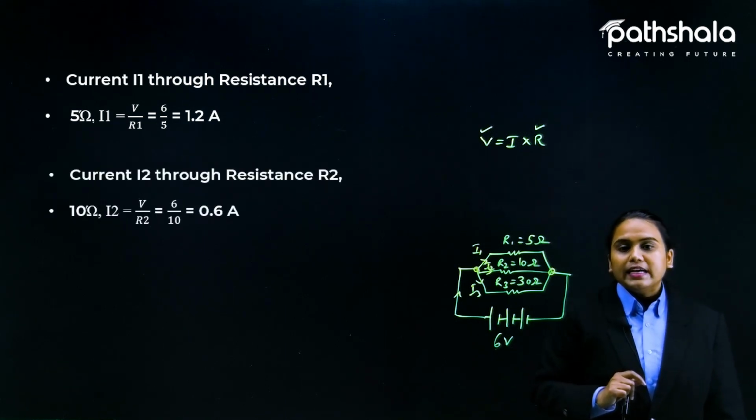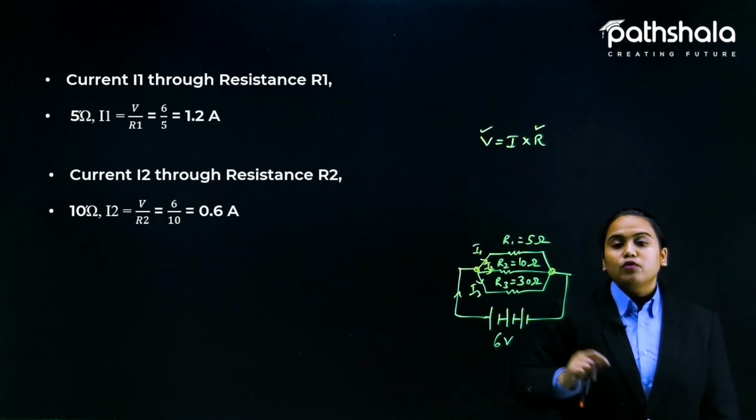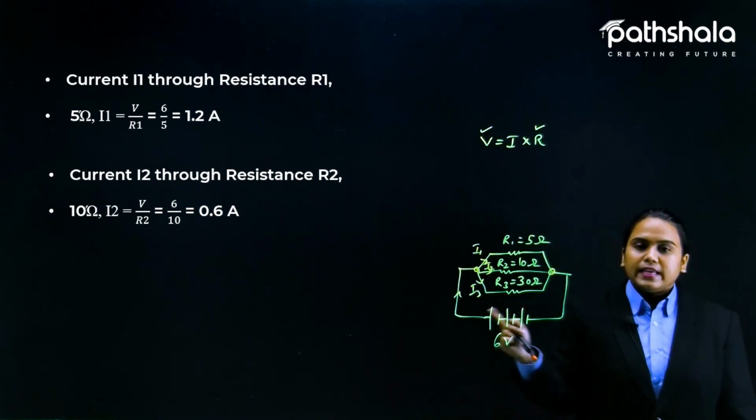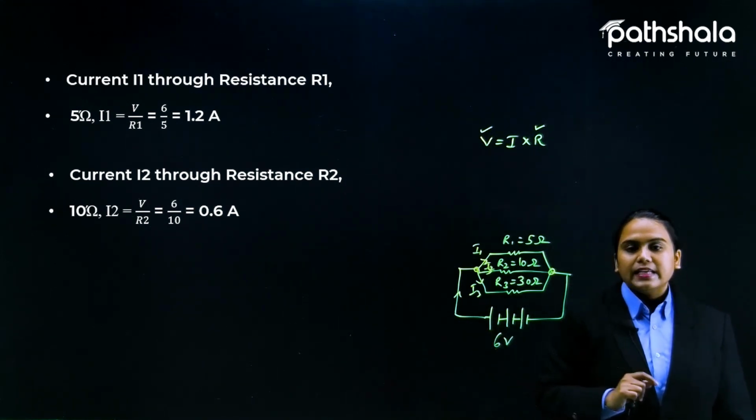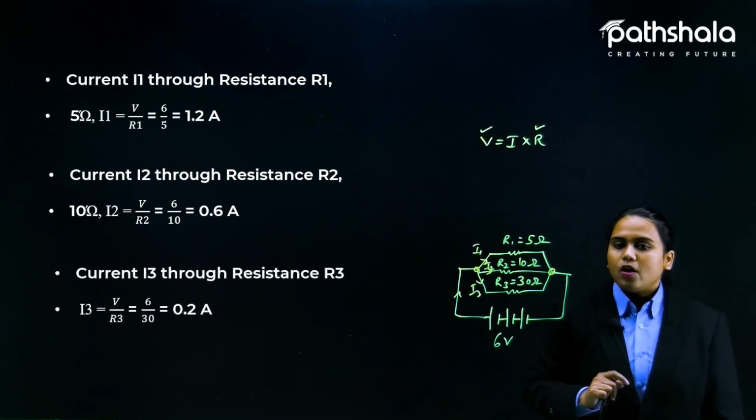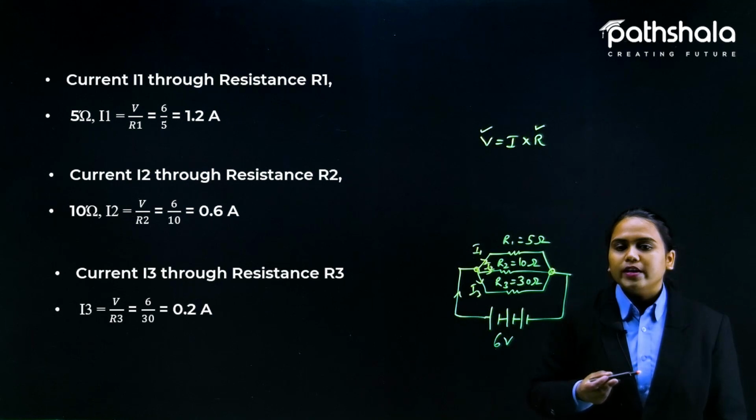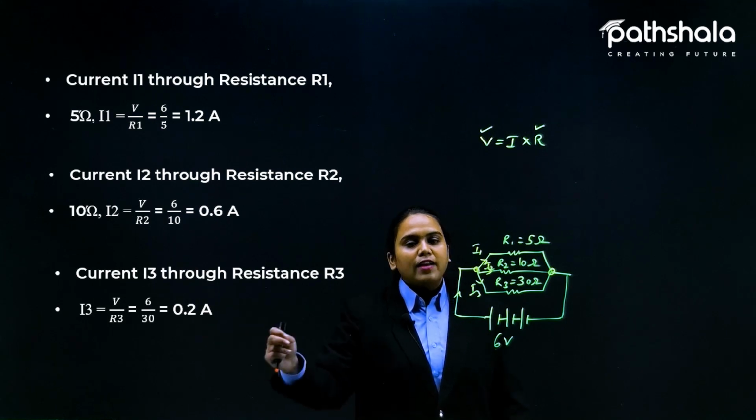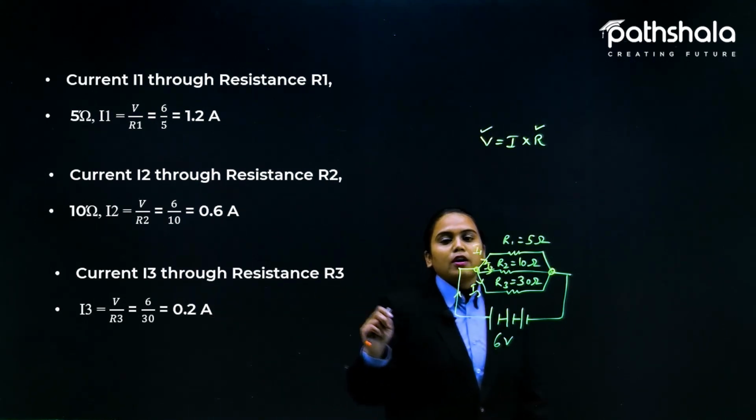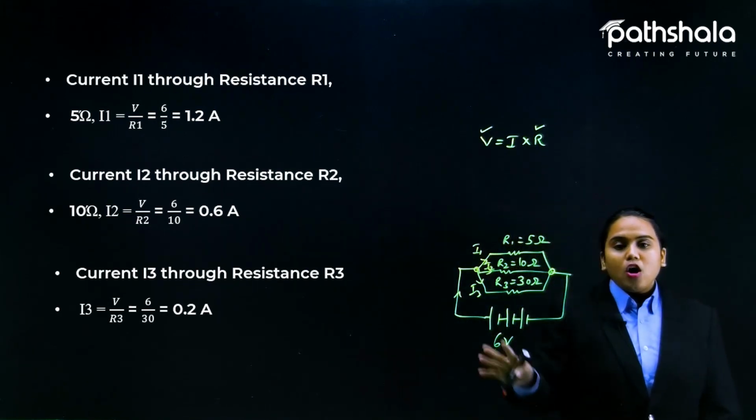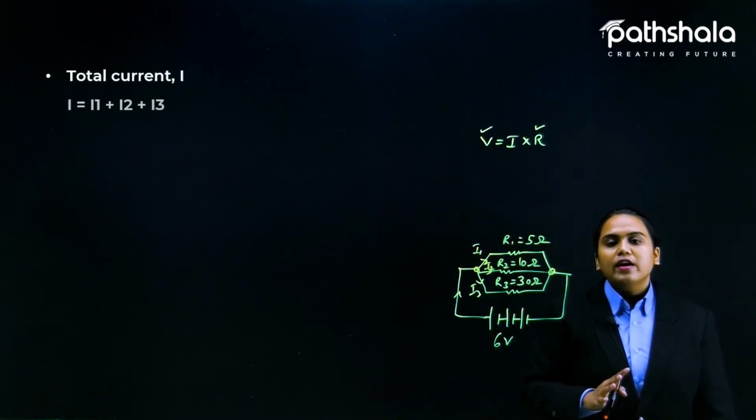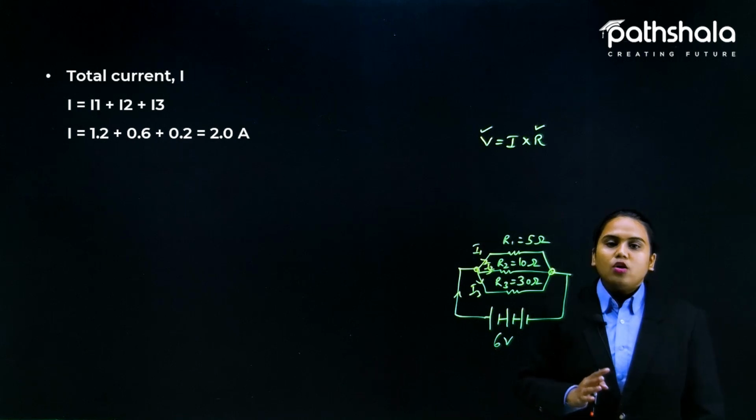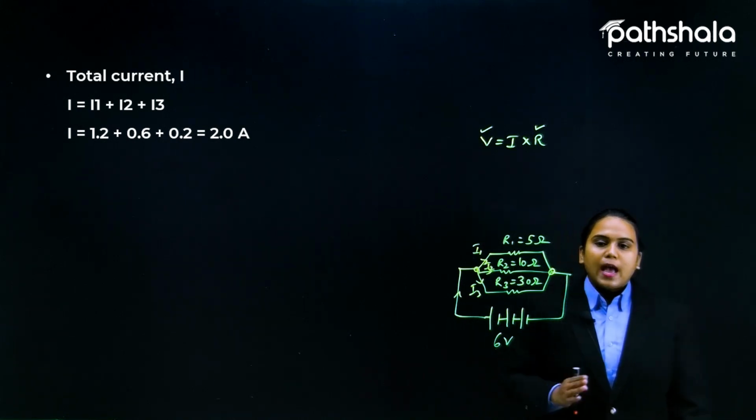Fine. Now for I2, the value of I2 for the resistance 10 ohm would be V upon R2, 6 by 10, that is 0.6 ampere. Fine. In the same way, I3 is also calculated, V divided by R3. Here again the voltage value will be 6 and the resistance value will be 30, so you can find the value of I3 here also. Now summing all the values of I1, I2 and I3 will give the value of total I here. The value will be 2.0 ampere.